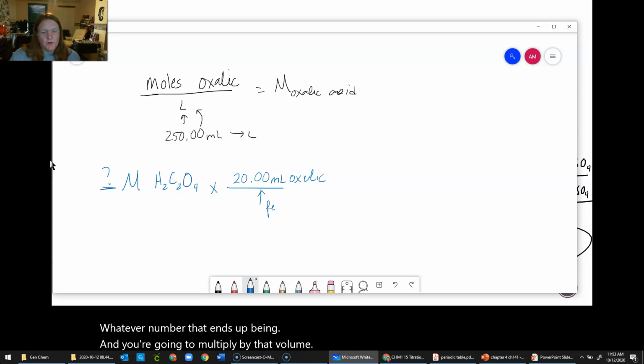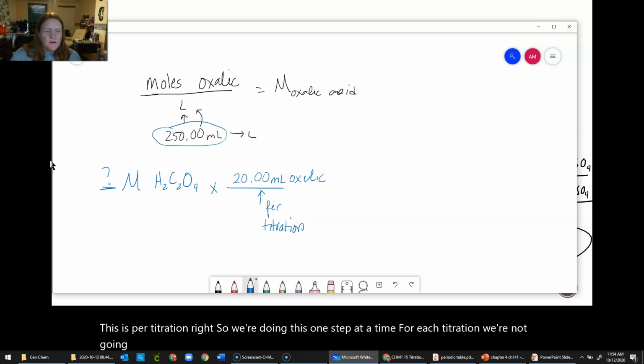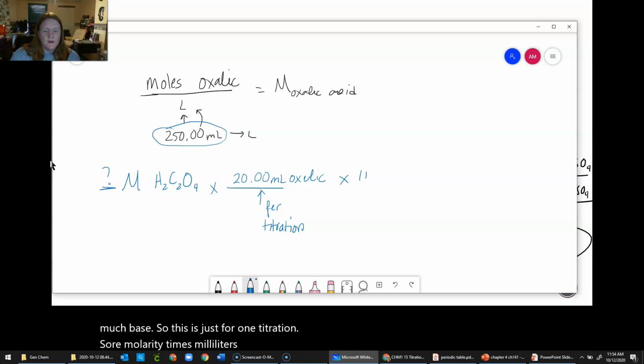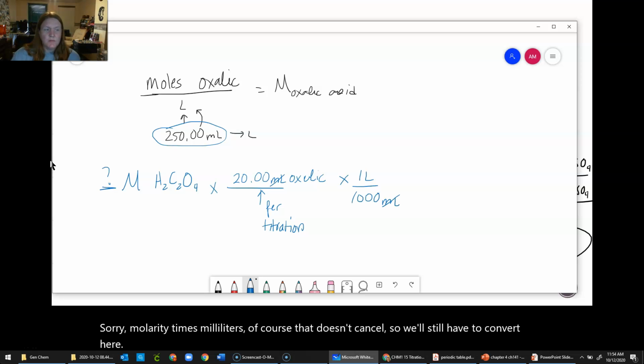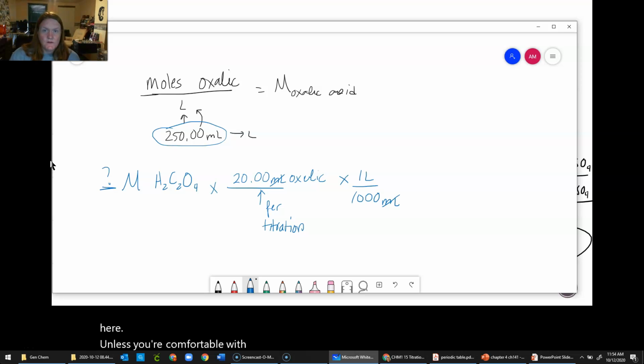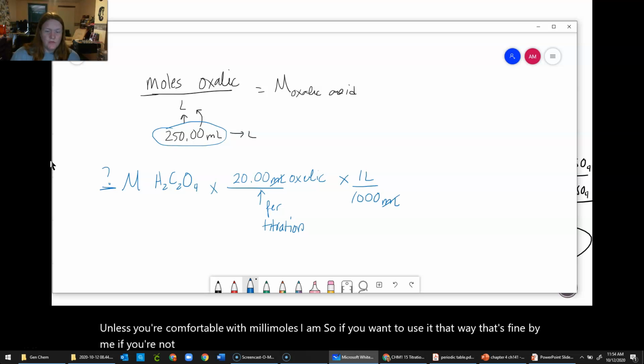This is per titration, right? So we're doing this one step at a time for each titration. We're not going to take this entire 250 ml flask and react it all at one time. That would take way too much base. So this is just for one titration. So our molarity times milliliters, of course, that doesn't cancel, so we'll still have to convert here. Unless you're comfortable with millimoles, I am. So if you want to use it that way, that's fine by me. If you're not comfortable with it, don't do it.